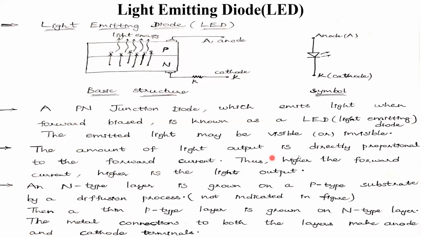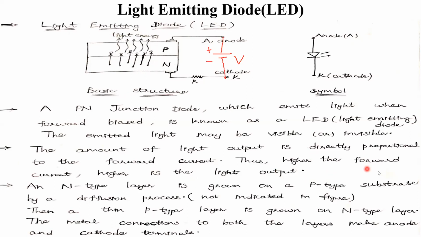The amount of light output is directly proportional to the forward current. I am going to provide some voltage supply for this p type and n type semiconductor material. After acquiring this voltage supply, the flow of current will take place inside this semiconductor material. The amount of light output is proportional to the forward current. Flow of current will take place in this p type and n type semiconductor material.